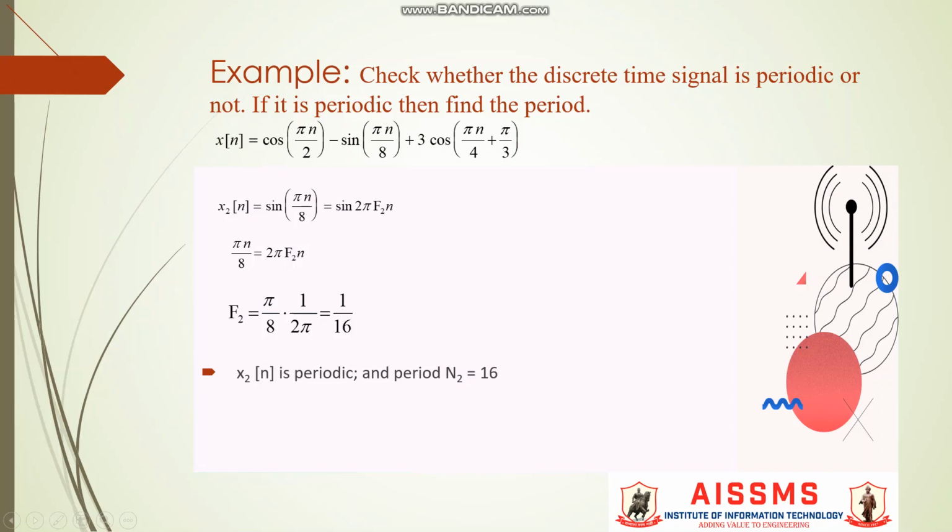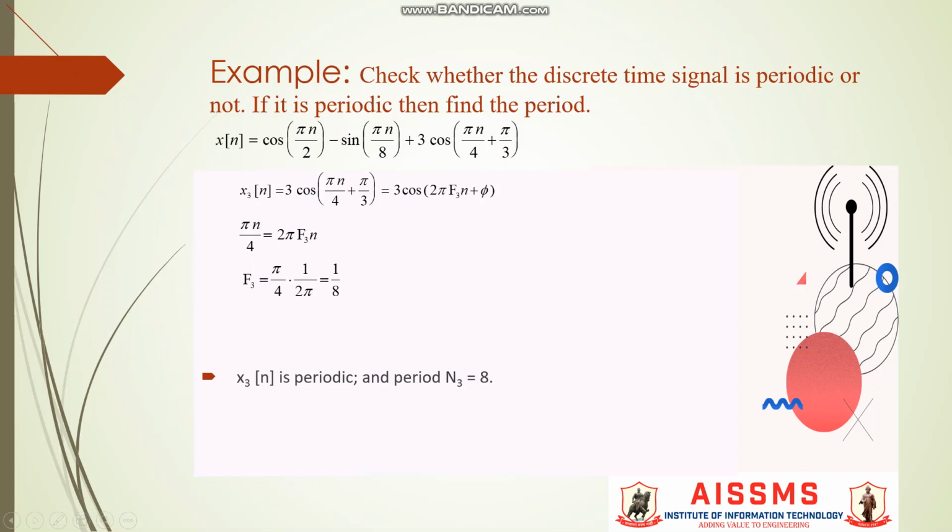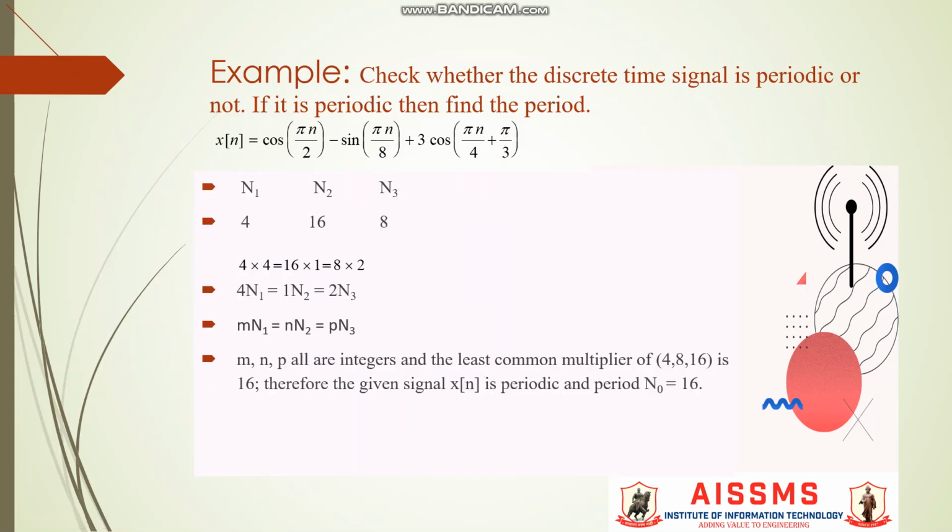Similarly, for x2 of n, we find f2 as 1 by 16. So our x2 is periodic with period 16. And for x3 of n, we find f3 as 1 by 8. So our x3 of n is periodic with period 8. Knowing N1, N2, N3, cross multiplying, we find that the period of our original signal x of n is 16. Or we can find the period by taking the LCM of N1, N2, N3, which is 16.